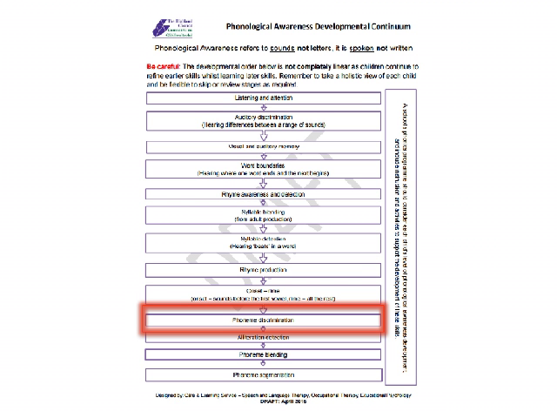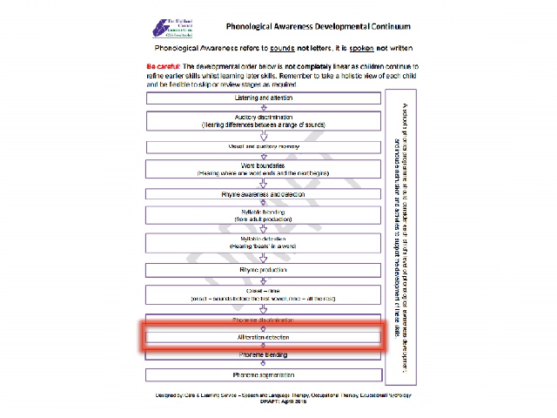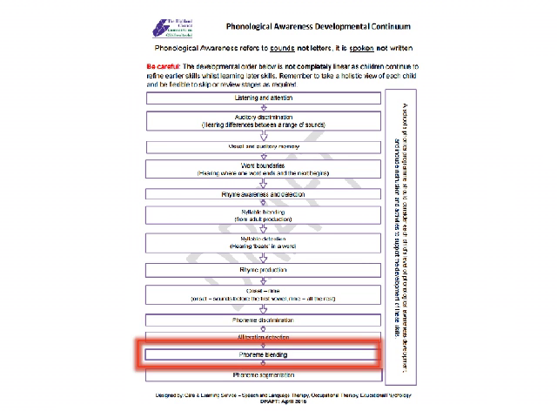Phoneme discrimination is being able to hear individual sounds within a word. Alliteration detection is being able to isolate the first sound at the beginning of a word. It also covers being able to recognise that two or more words begin with the same sound, and for more able children, being able to produce words that begin with the same sound.